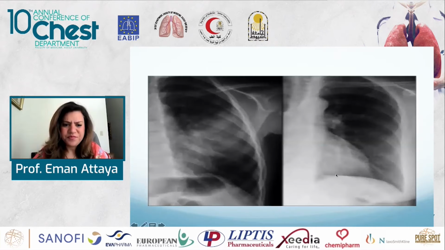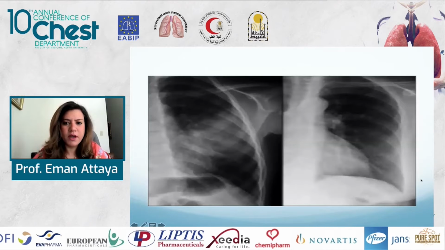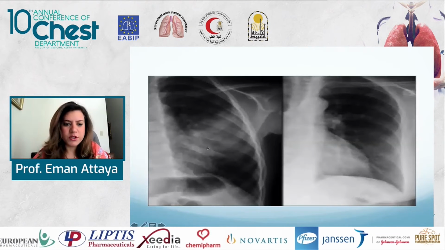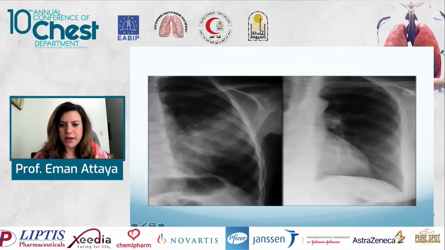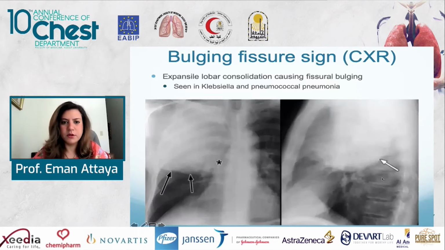Here's an example of a lingular pneumonia. It's obscuring the left heart border, so we don't see this left heart border. Here's a normal left heart border, so that's the silhouette sign.